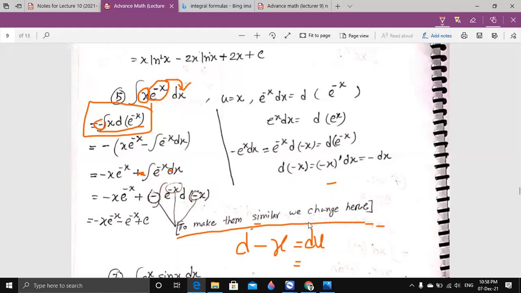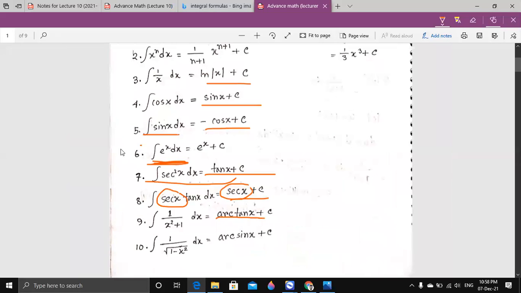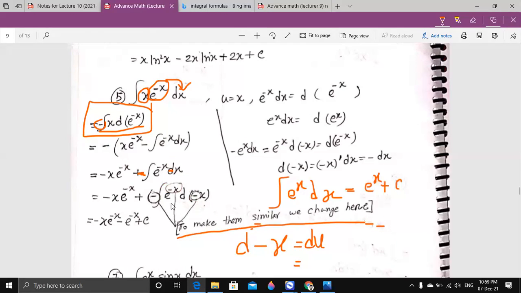And we already know that the integration of e to the power x dx will be e to the power x plus c. Guys, remember this formula? Formula number 6, okay? We can use the same formula here because our variables are the same. Here is minus x and here is also minus x. So we can write e to the power minus x plus c, and this minus is here.